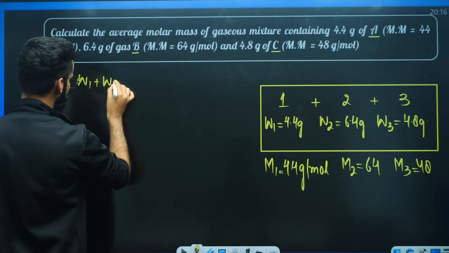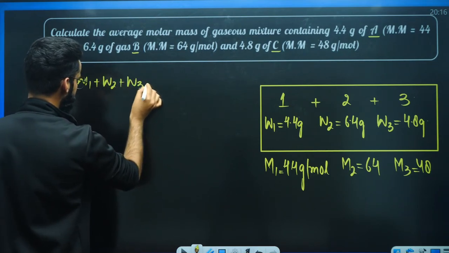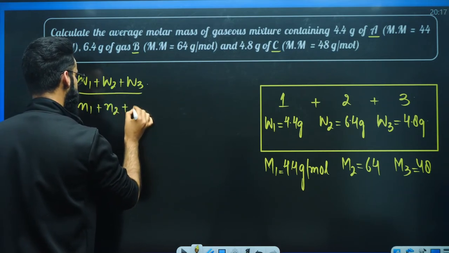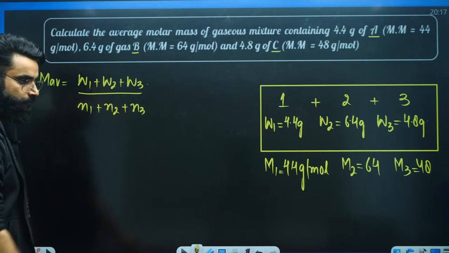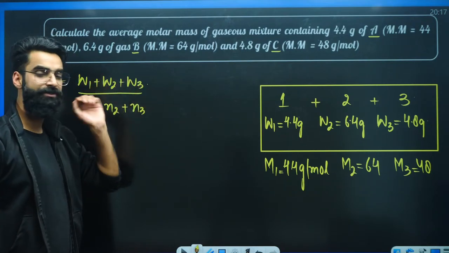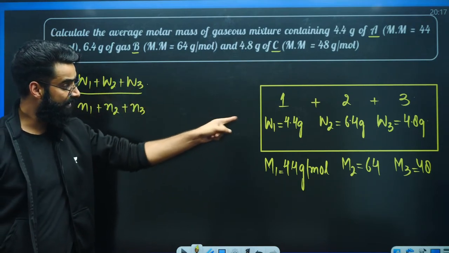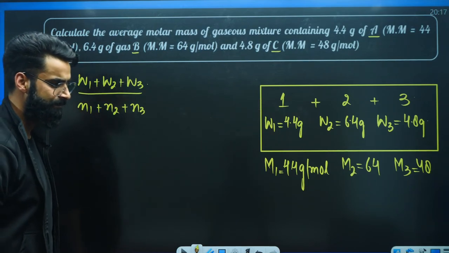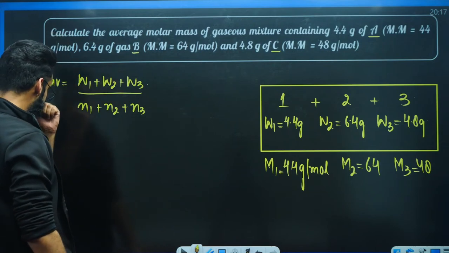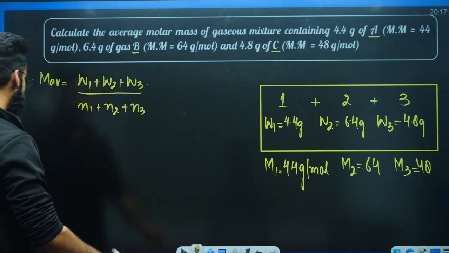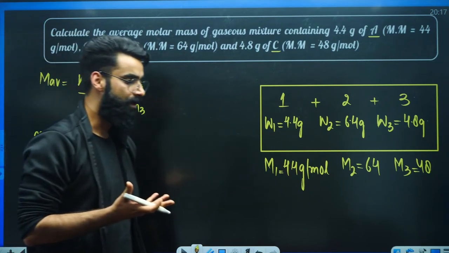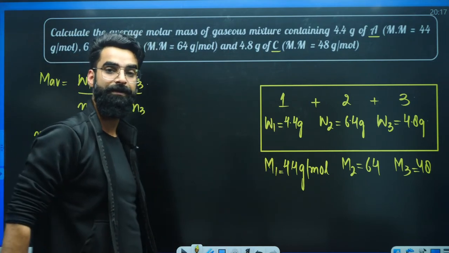That's W1 plus W2 plus W3 divided by N1 plus N2 plus N3. Perfect? W1, W2, W3 is given to us. But this N1, N2, N3 is not given to us. Right? So let's try to calculate N1 first. What is N1? Number of moles of gas 1 in the container.